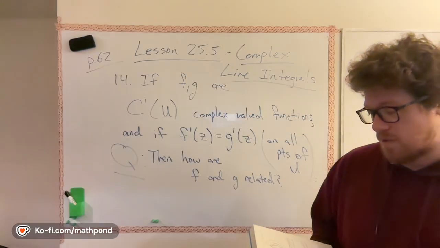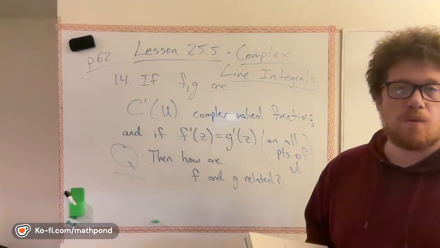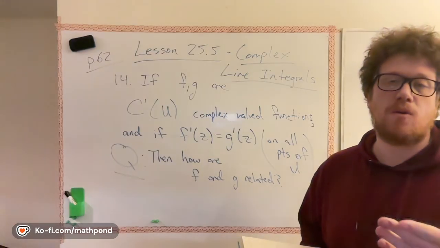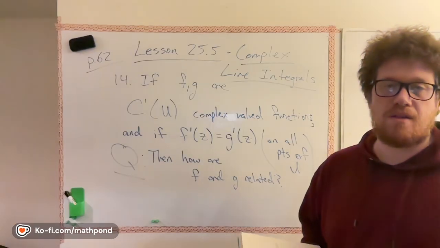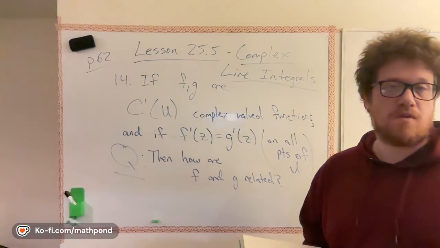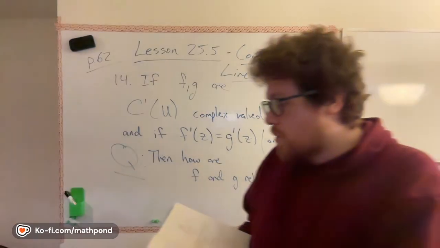I think that's what they're sort of getting at here. If the derivatives are equal, then we know the functions don't necessarily have to be equal, because the constant function, if the constants are different, then they're not the same function, but their derivatives are the same, right?